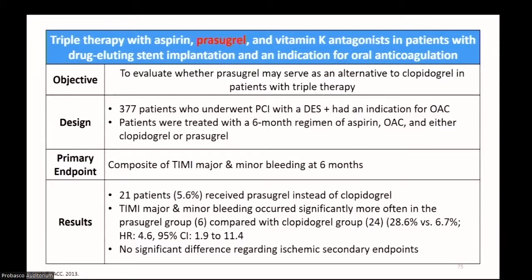And as far as the results from this trial, only 21 patients received prasugrel instead of clopidogrel. So I don't know what the advantage of this is, but the authors concluded that these findings suggest that substitution of prasugrel for clopidogrel in patients needing triple therapy does increase the risk of major bleeding. However, specific randomized trials are really needed to define these newer agents in this type of setting.